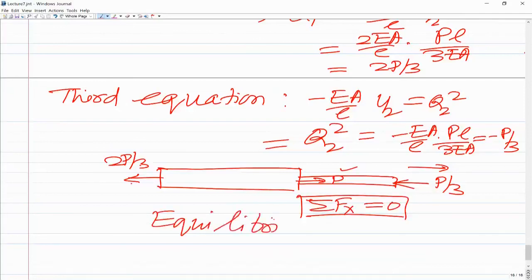Equilibrium for the whole structure is satisfied.